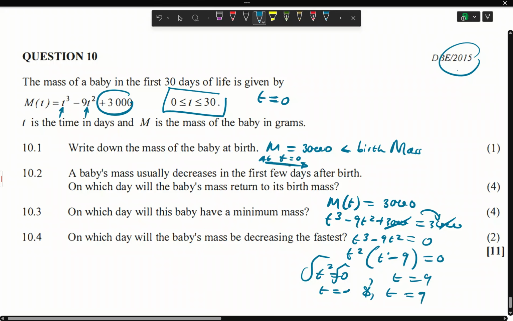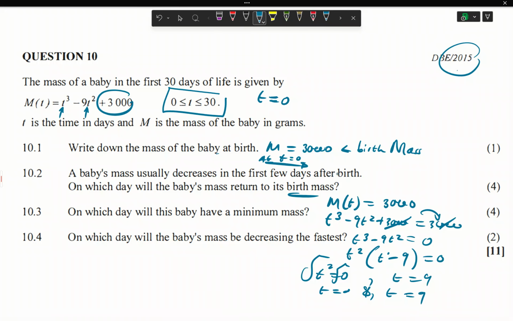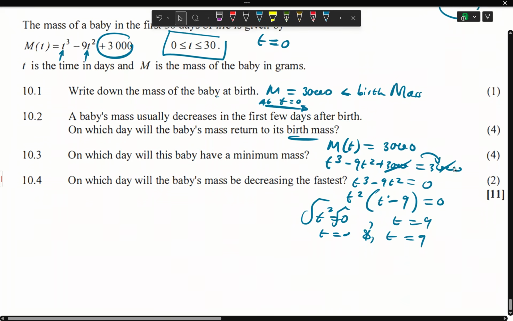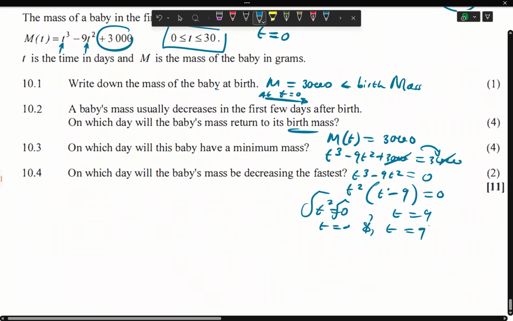Remember, at t equals 0, this is what? The birth mass. So now they say a baby's mass usually decreases in the first few days after birth. On which day will the baby's mass return to its birth mass? Return to its birth mass, this has to be t equals 9 then. Understand? So if you replace t with 9 in this equation here.